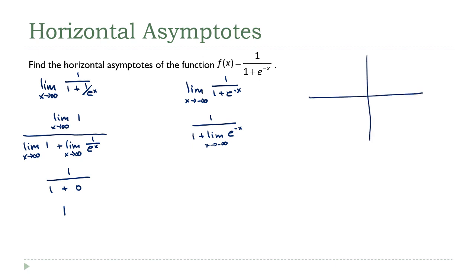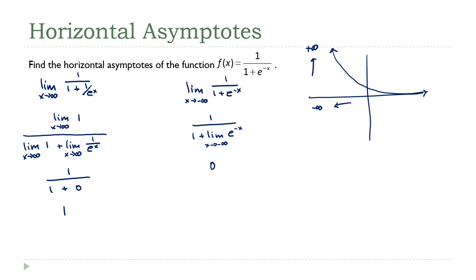e to the negative x looks like this. So as x goes out to negative infinity, e to the negative x goes to plus infinity, which means the whole denominator is going off to infinity, becoming really, really big, which means that this fraction is going to 0. So we got a different answer.